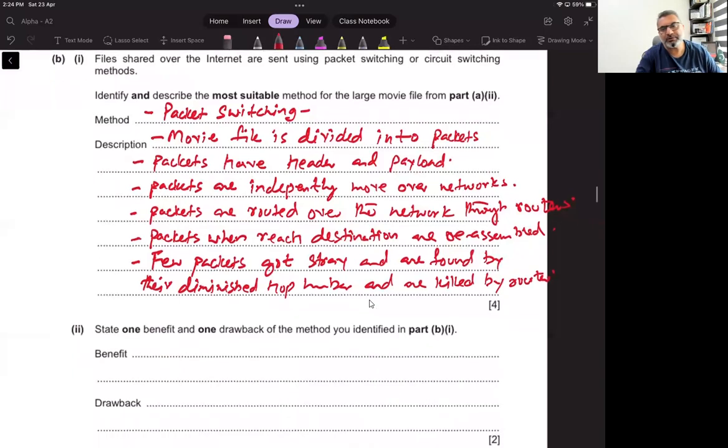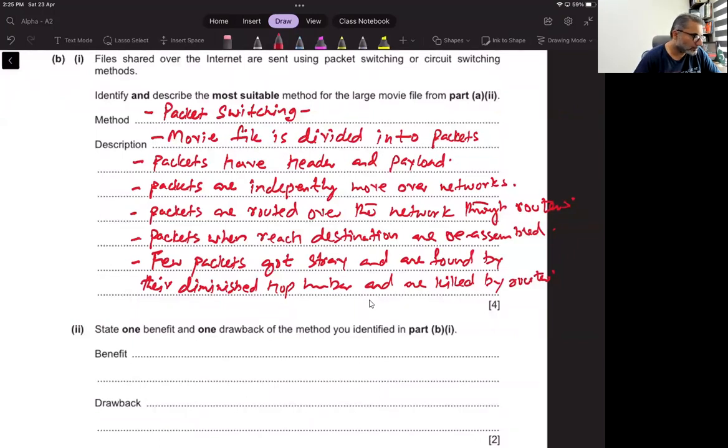Remember I told you that every packet in its header is given a hop number, that is an estimation of the number of times it passes through the routers when it is heading to the destination. Every router decreases that number by 1. If the packet for any reason has got corrupted or its information has been amended, it won't be able to reach the destination. So the hop number will get reduced at every router and eventually it will be 0. If a router finds a packet with 0 hop number, it kills it.